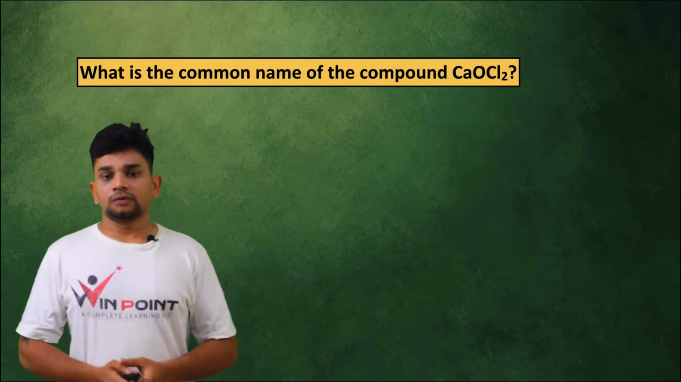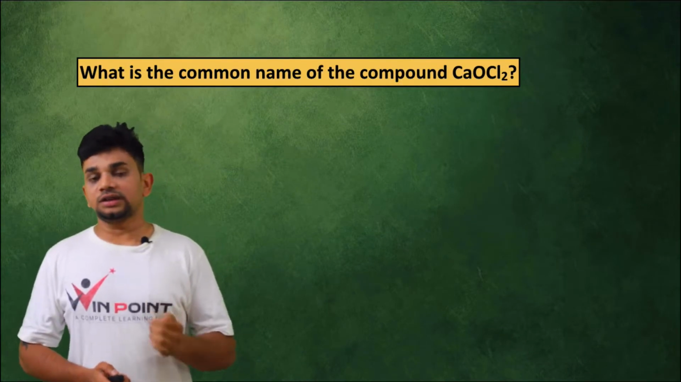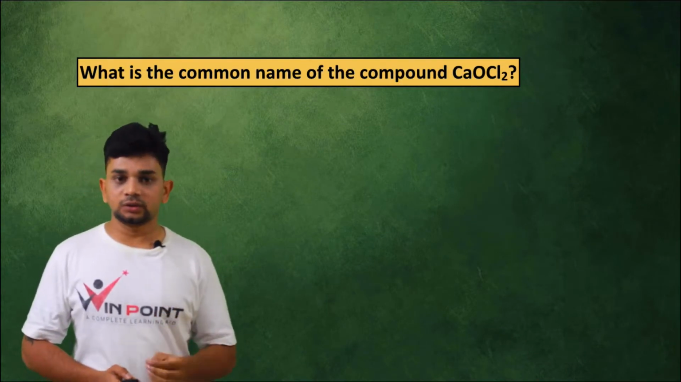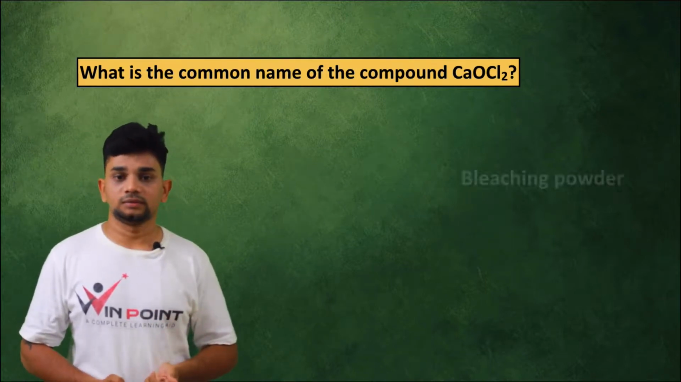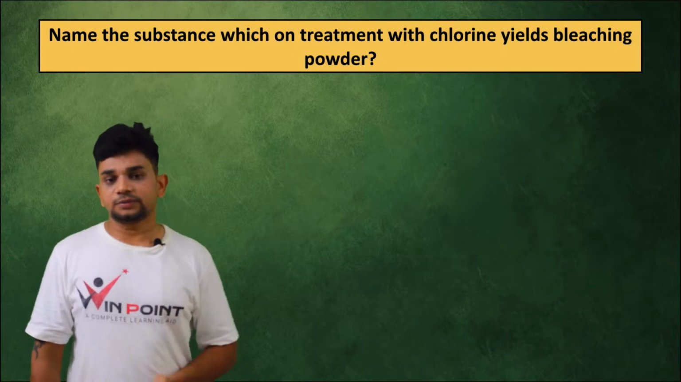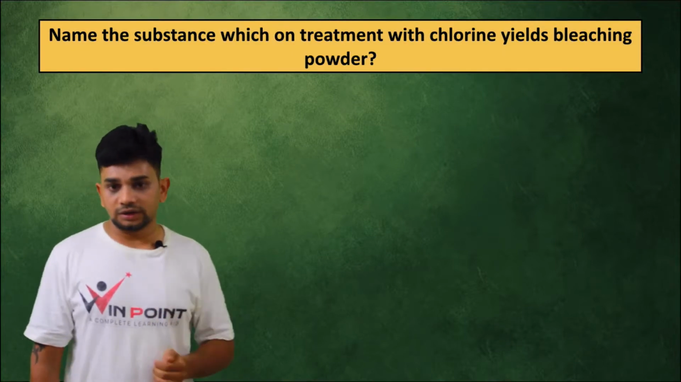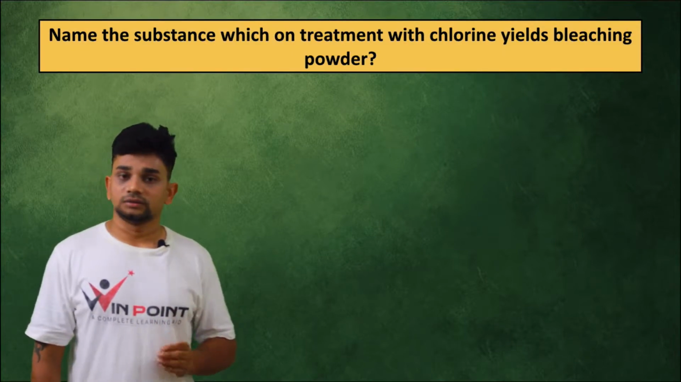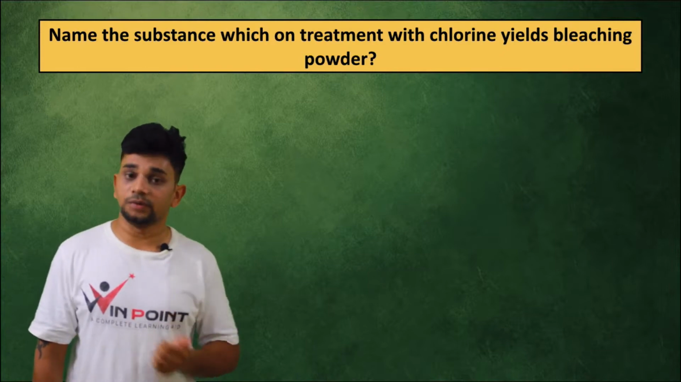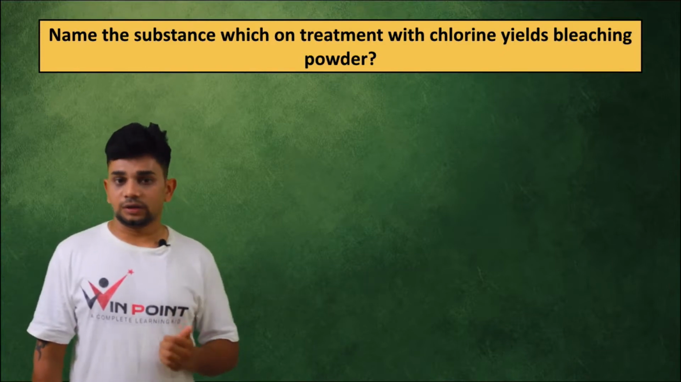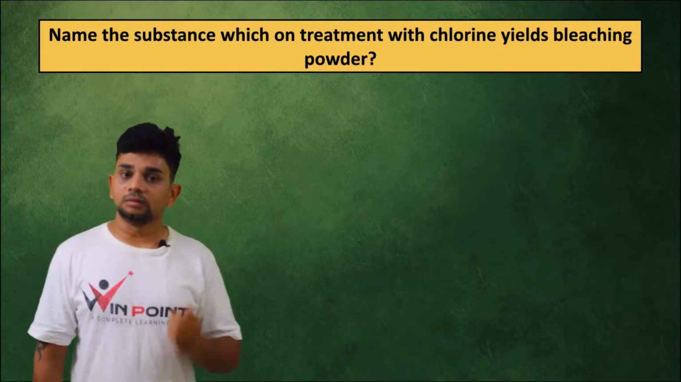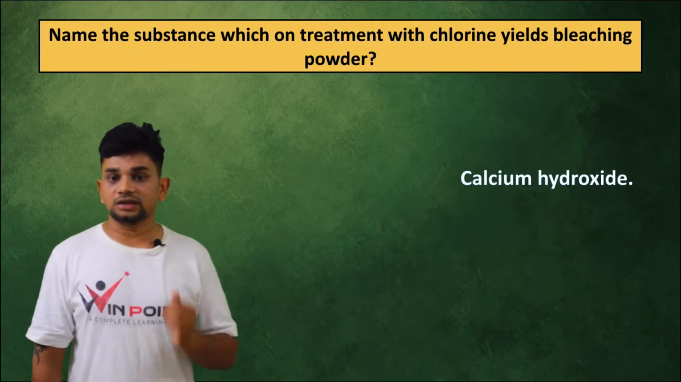What is the common name of the compound CaOCl2? CaOCl2 is calcium oxychloride. The common name is bleaching powder. Name the substance which on treatment with chlorine yields bleaching powder. What is the method of preparation of bleaching powder? When we pass dry chlorine over slaked lime, we will get bleaching powder, right? So the answer is calcium hydroxide or slaked lime.